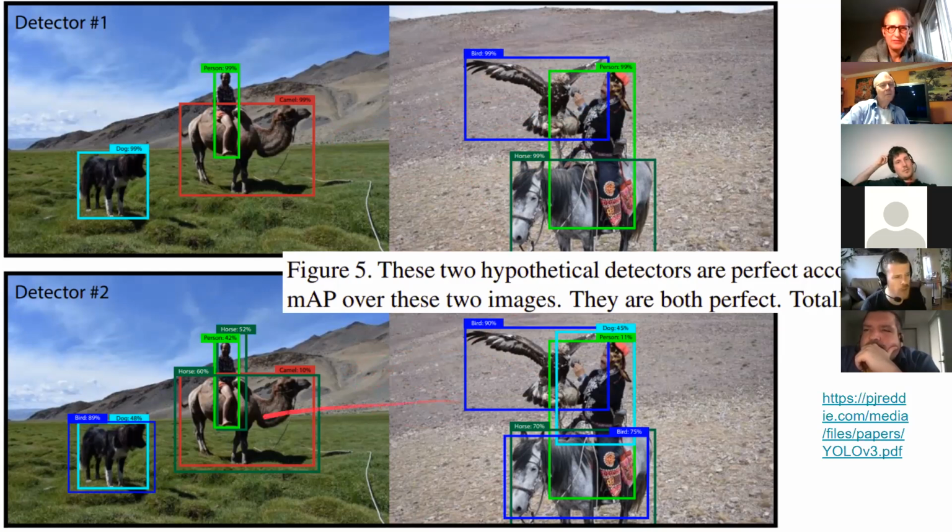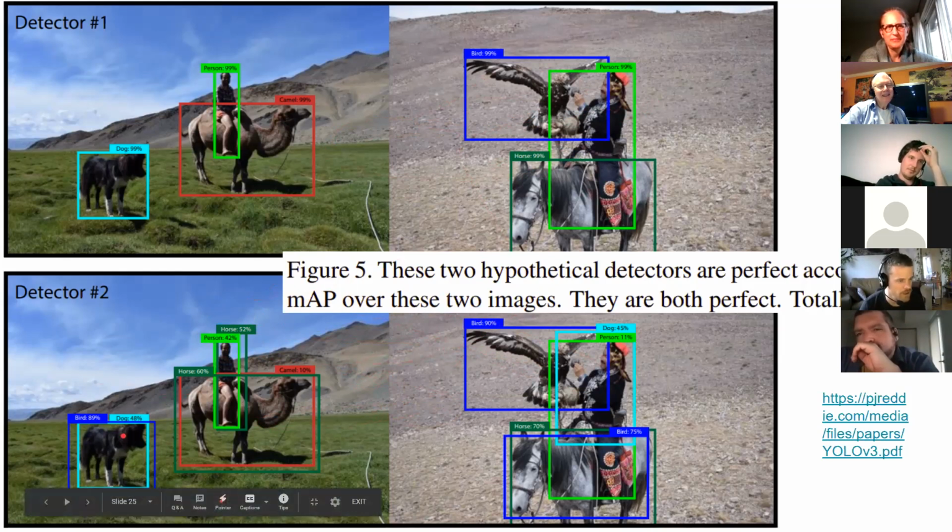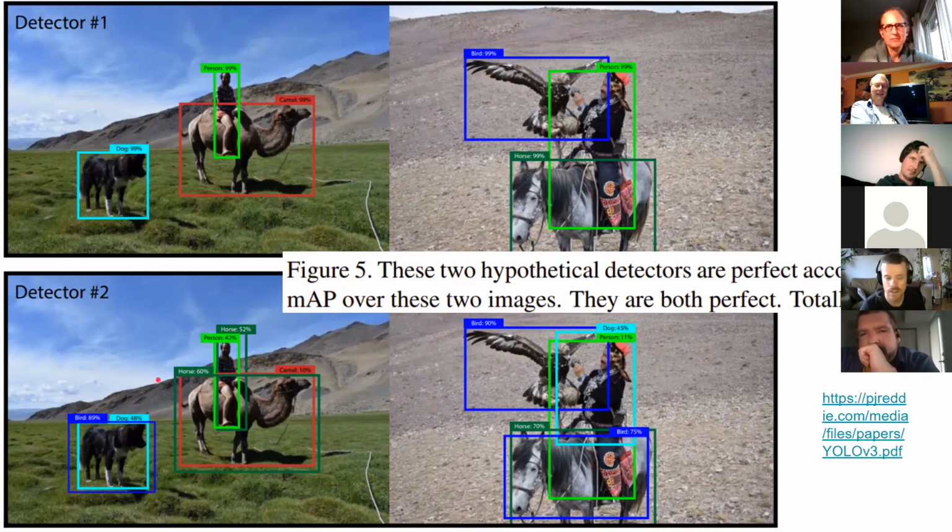On the bottom, we have a pretty confusing jumble of boxes. The probabilities are all over the place. There's boxes that don't make any sense. We got horse and person on top of each other. Probability is near 0.5, and in fact, the horse has a higher probability than person. That sounds bad. But if you actually work through this class by class, for this bottom image, for example, dog, if we pick our dog threshold as 46, then the dog box on the right gets suppressed, and the dog box on the left gets kept, and so we had a perfect dog classifier.